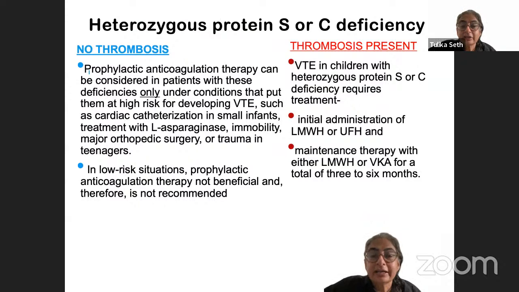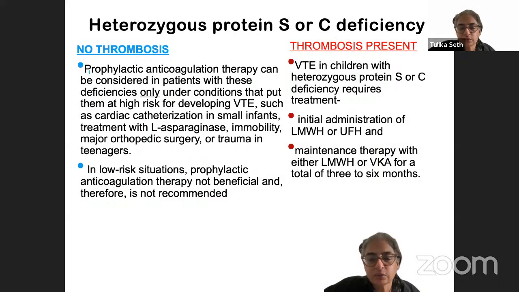Patients who have heterozygous protein C, protein S deficiency are sometimes identified. And there's often a lot of questions on how do we manage these patients. So if there is no thrombosis and a patient is only identified as heterozygous protein C, protein S deficiency, then we don't give prophylactic anticoagulation unless they are in a scenario like where they're going to get cardiac catheterization or L-asparaginase therapy, or they're having a major surgery. Only in those cases we would put them on prophylactic anticoagulation.